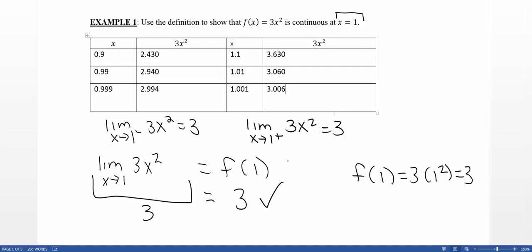Now, most of the time that we're talking about continuity, we're not going to be doing it so formally. Instead, we want to get a good feel for whether or not we think something is continuous and look for signs that a function may or may not be continuous. So let's go ahead and try the next problem.